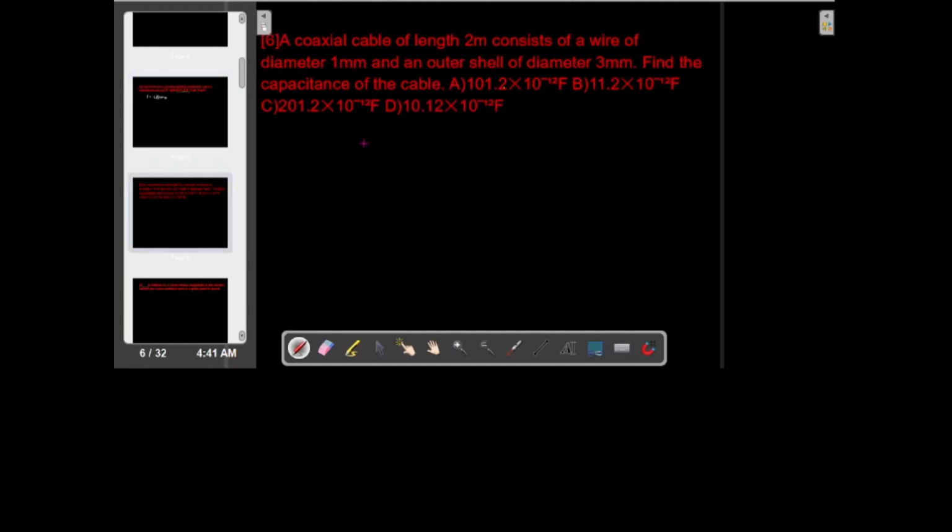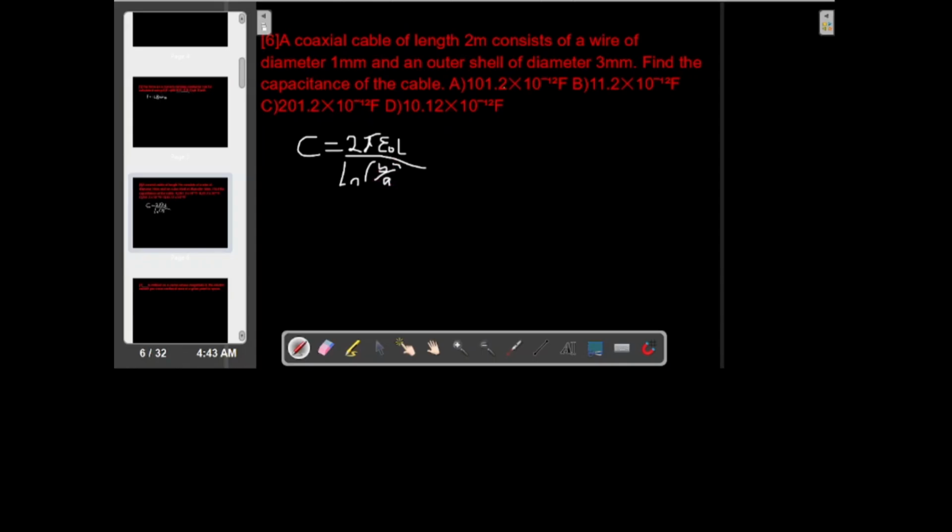That brings us to the sixth question. It says a coaxial cable of length 2 meter consists of a wire of diameter 1 millimeter and an outer shell of diameter 3 millimeter. Find the capacitance of the cable. When we talk about capacitors, there are 3 types we've taken in class: parallel plate capacitor, cylindrical capacitor, and spherical capacitor. This question is dealing with a cylindrical capacitor, and the formula for its capacitance is 2 pi epsilon naught L over the natural logarithm, ln, or logarithm to the base e, anyone you like, it's still the same thing, of b over a.